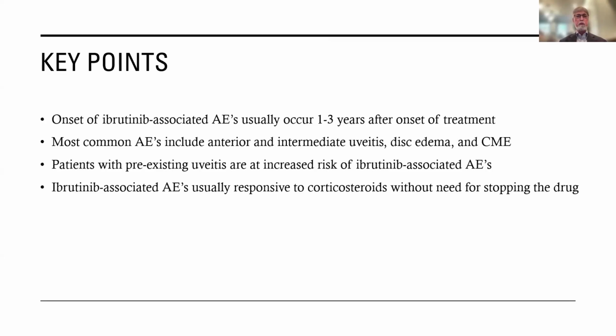So some key points about ibrutinib-associated adverse events. There's often a very delayed response. Typically, they occur 1 to 3 years after the onset of treatment. The most common adverse events include anterior and intermediate uveitis, optic disc edema, and cystoid macular edema. Patients with pre-existing uveitis appear to be at increased risk of ibrutinib-associated adverse events. Unfortunately, the associated adverse events usually respond to topical corticosteroids without the need for stopping the drug. So these are usually felt to be grade 1 or grade 2 adverse events.